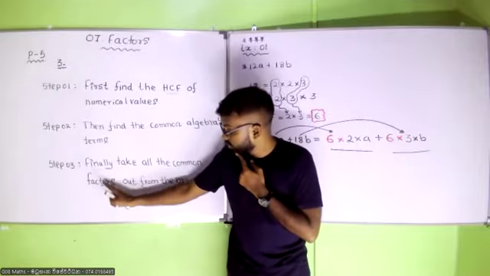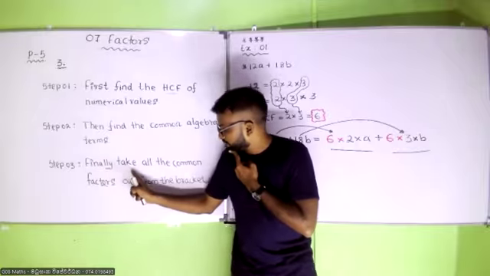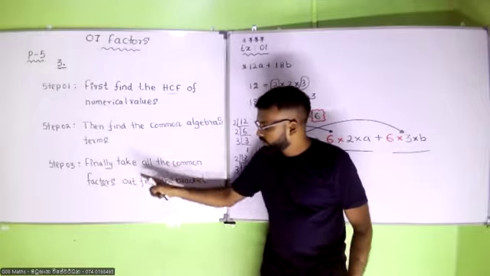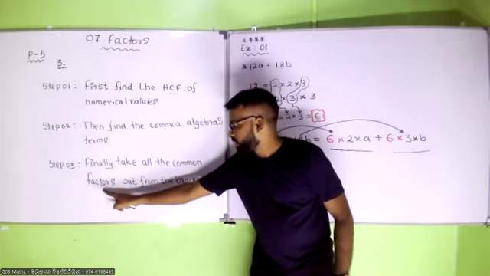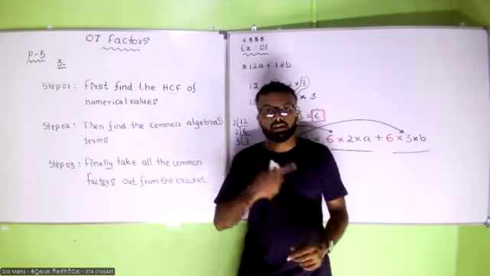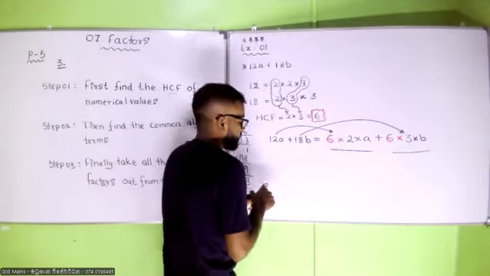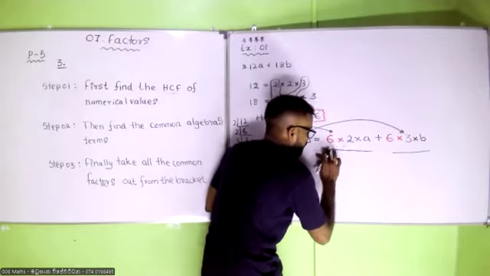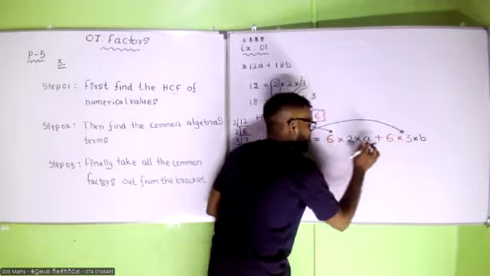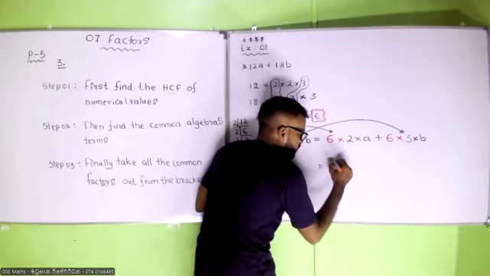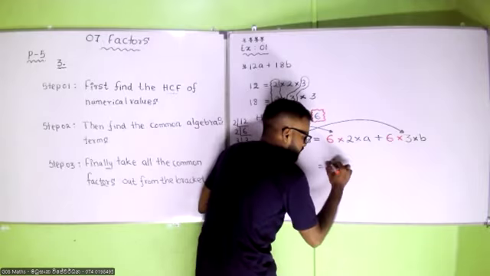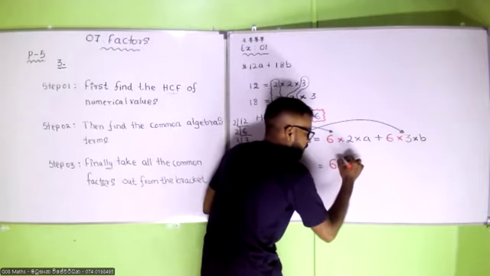What is the third step? Finally, take all the common factors. 6 is a common factor. Factor it out from the bracket, so equal mark. Your 6 is common for both of them. So I will take out this 6 and open a bracket.